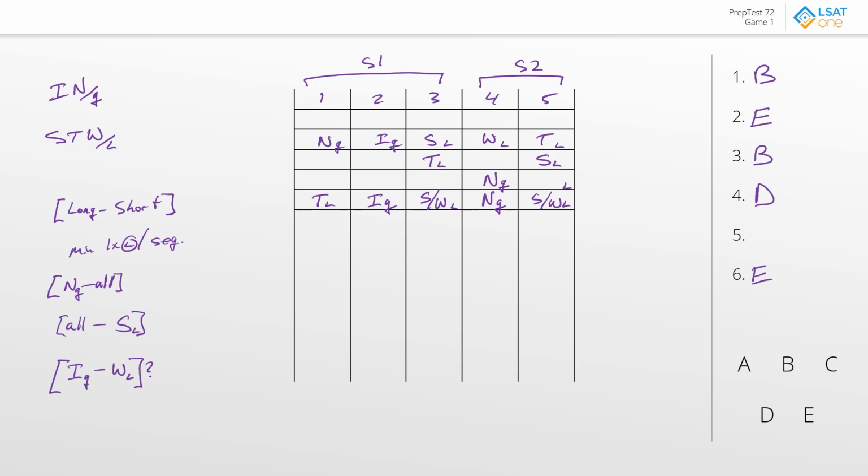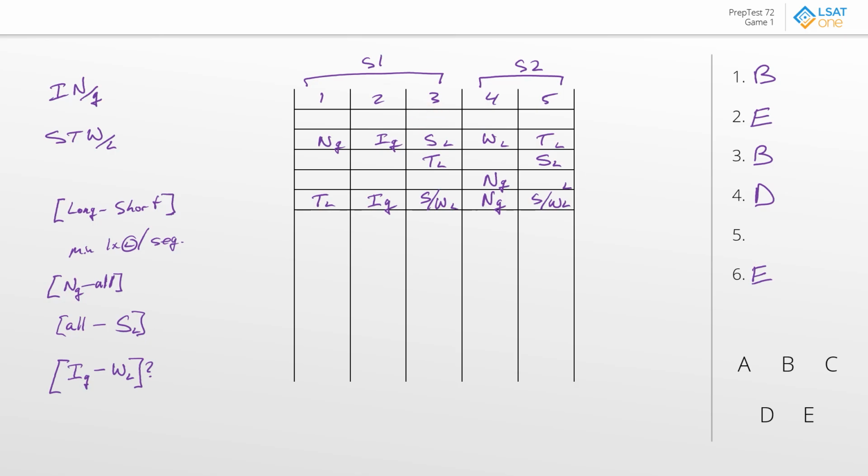Lastly, question 5. The order of the reports would be locked if what was true. So basically, what would completely resolve the game? Let's see what we can do. Answer choice A. I is the last report of the first segment. Now, we haven't quite seen that yet. But if we put an I over here, what would that mean?